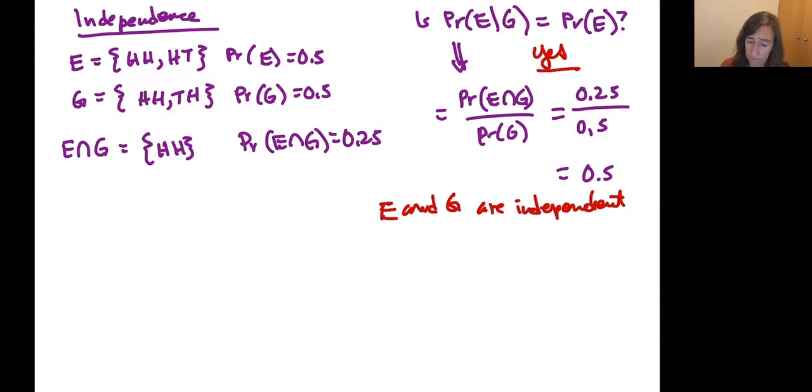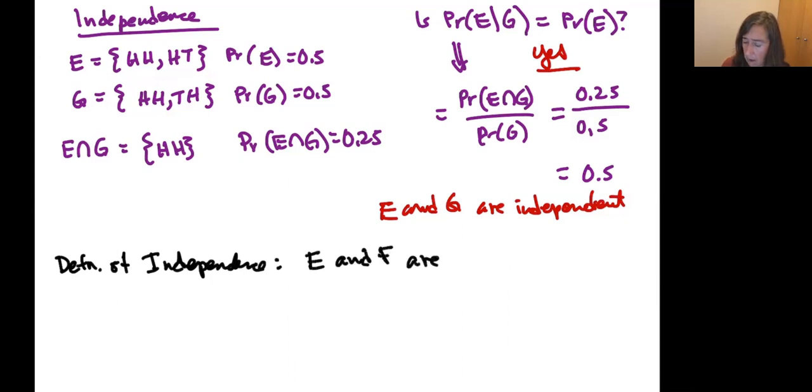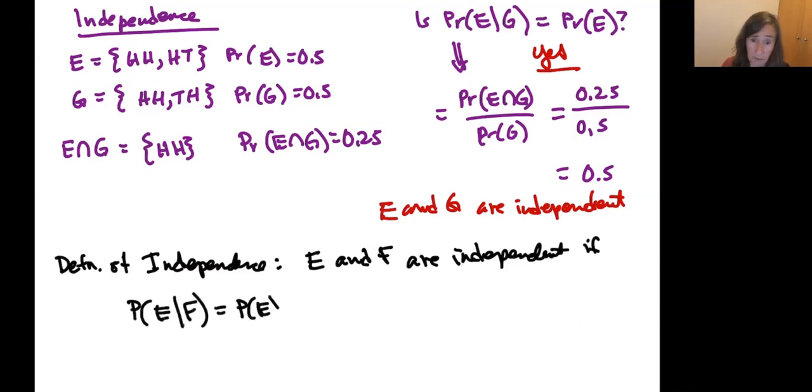So the definition of independence: E and F are independent if the probability of E conditional on F equals the probability of E. It doesn't change your beliefs.